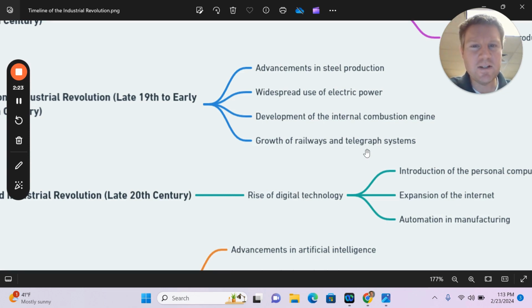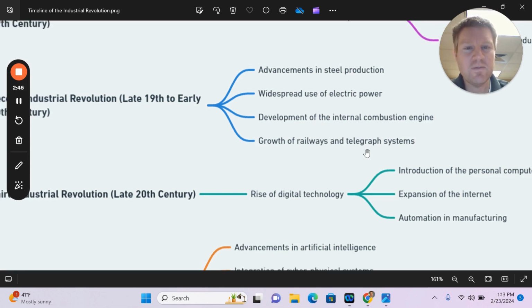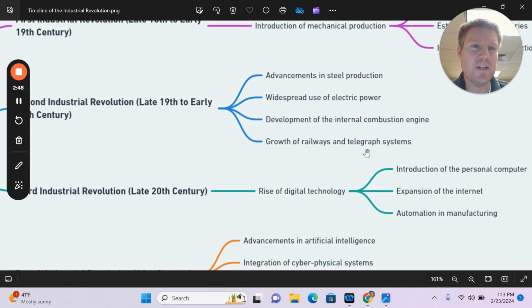Then you have the development of the internal combustion engine. So that would be your automobile mass production, and then the growth of railways and telegraph systems. So then you see mass transportation and the beginning of mass media in most of the industrialized countries. So for example, the telegram, it could send messages across the United States. It could send it from New York to London, so on and so forth.